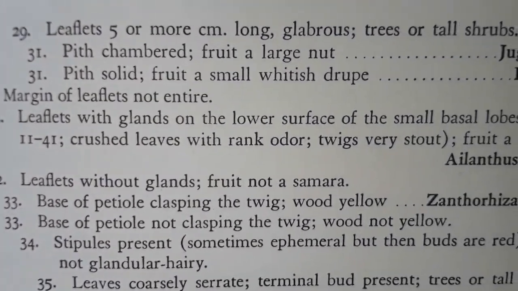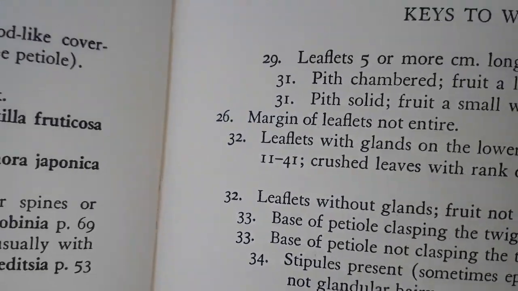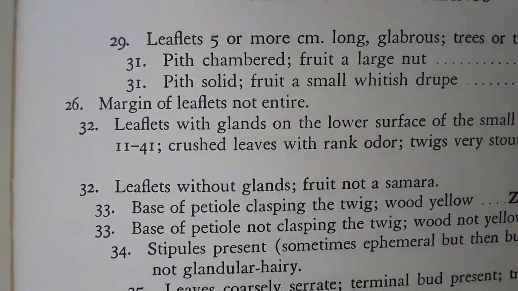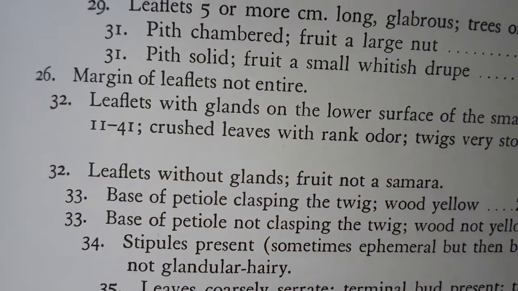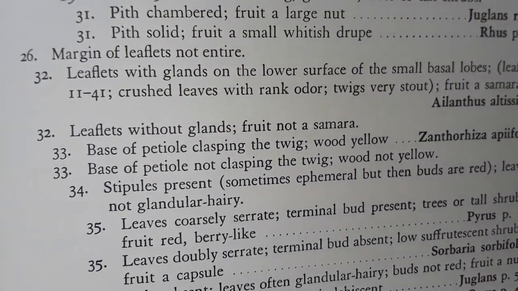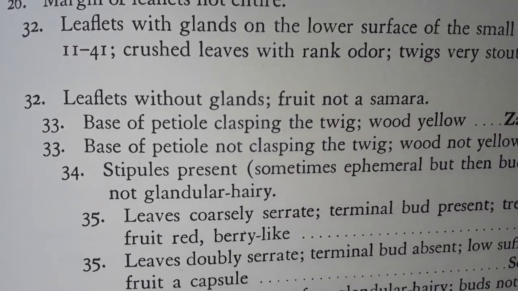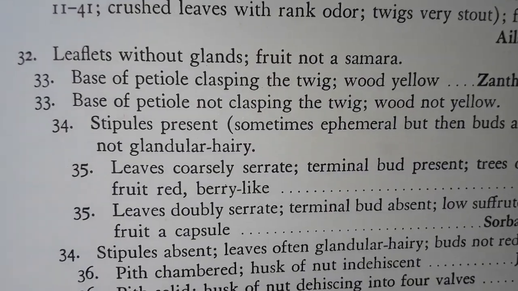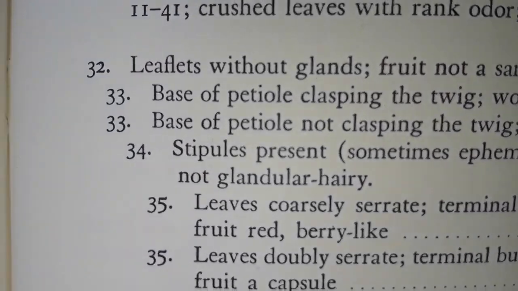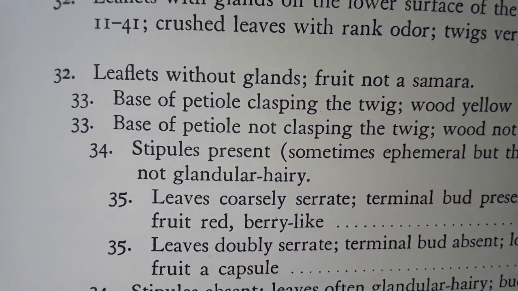Leaflets with glands on the lower surface. No, this one has no characteristics on the lower surface that look like dots or growths of any kind. Leaflets without glands. Fruit, not a samara. Okay, that's true. We know what a samara is, like, think the maple fruit. This is not it. I showed you the fruit. This is a big, hard fruit. Round, spherical.